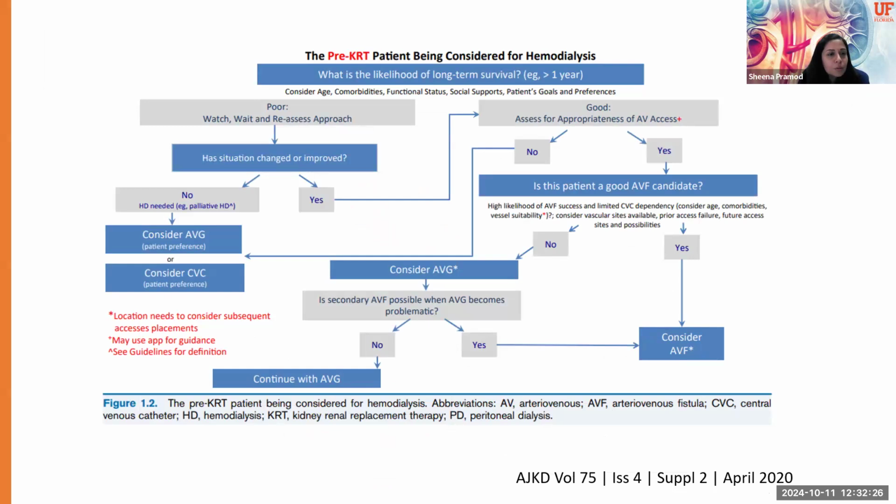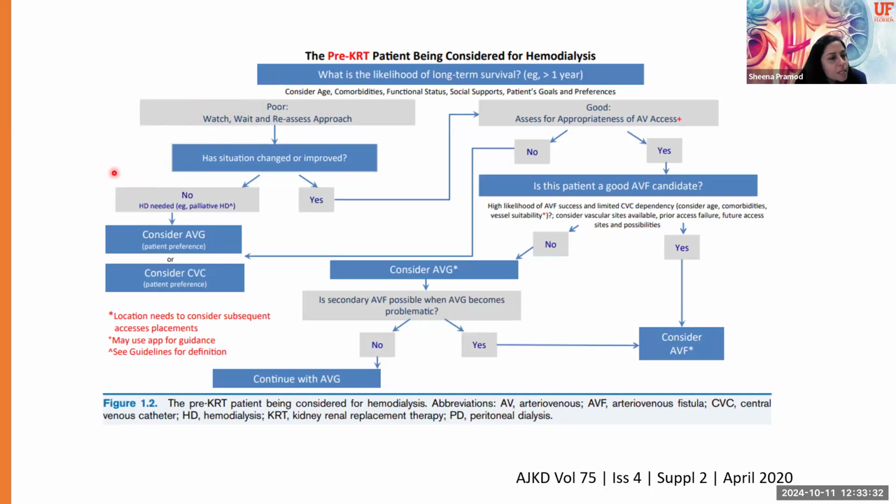So with this in mind, I want you to bring your focus onto the recommendations by KDIGO in their vascular access recommendations from 2020. And what they suggest is that when you consider pre-dialysis kidney replacement therapy, the first step is to look at the likelihood of long-term survival for this patient. Irrespective of age, you're looking at age, obviously, but also comorbid conditions, functional status, social support, and the patient's goals and preferences. If that is poor at the beginning of your assessment, then a wait and watch and reassess approach may be the most appropriate at that point.